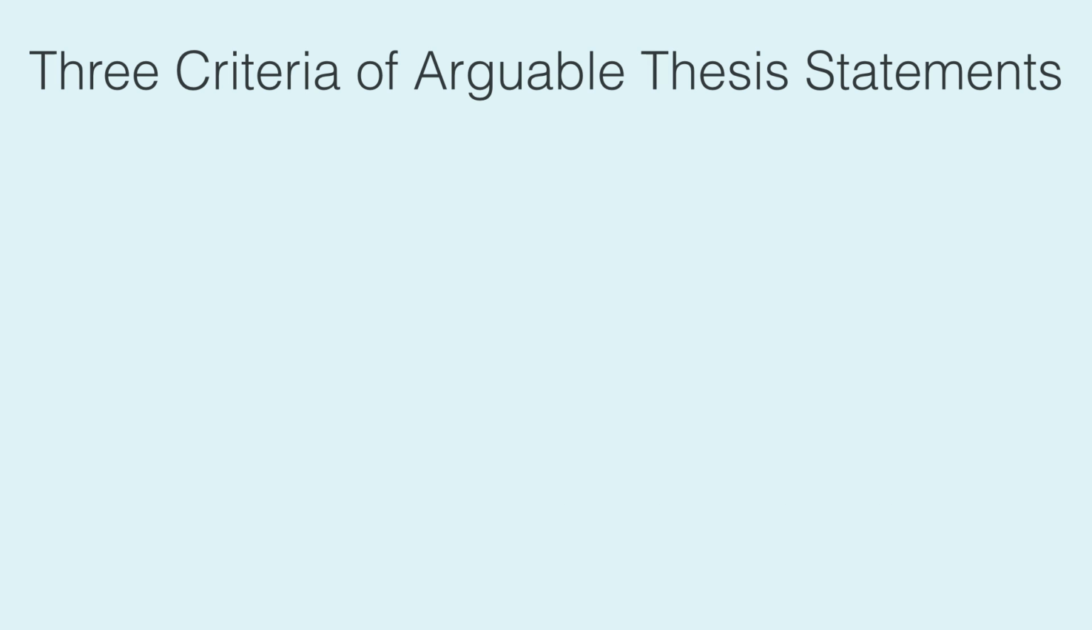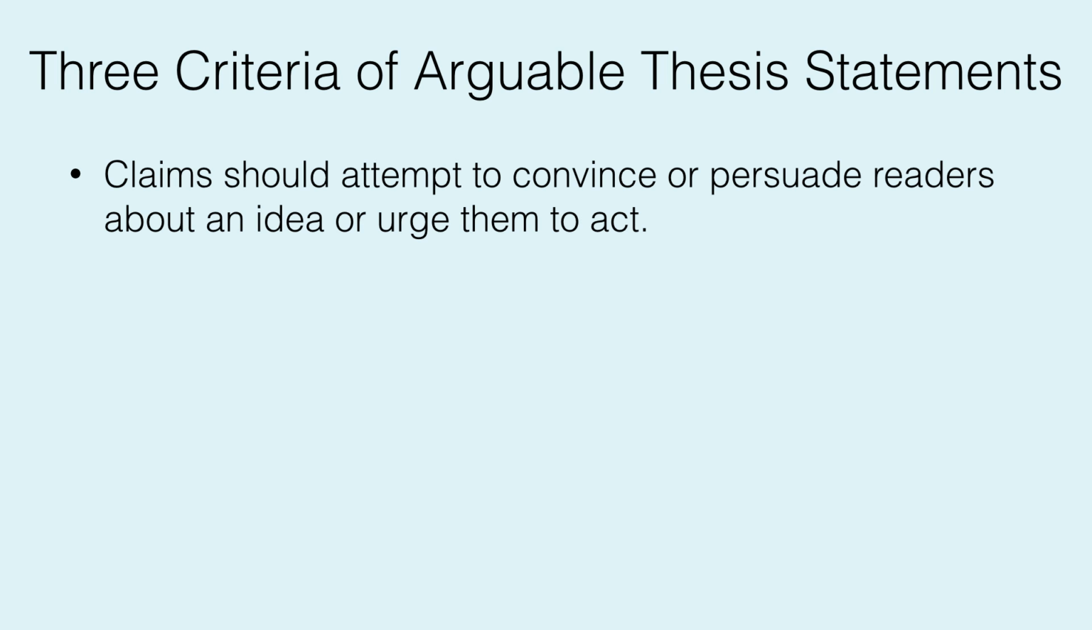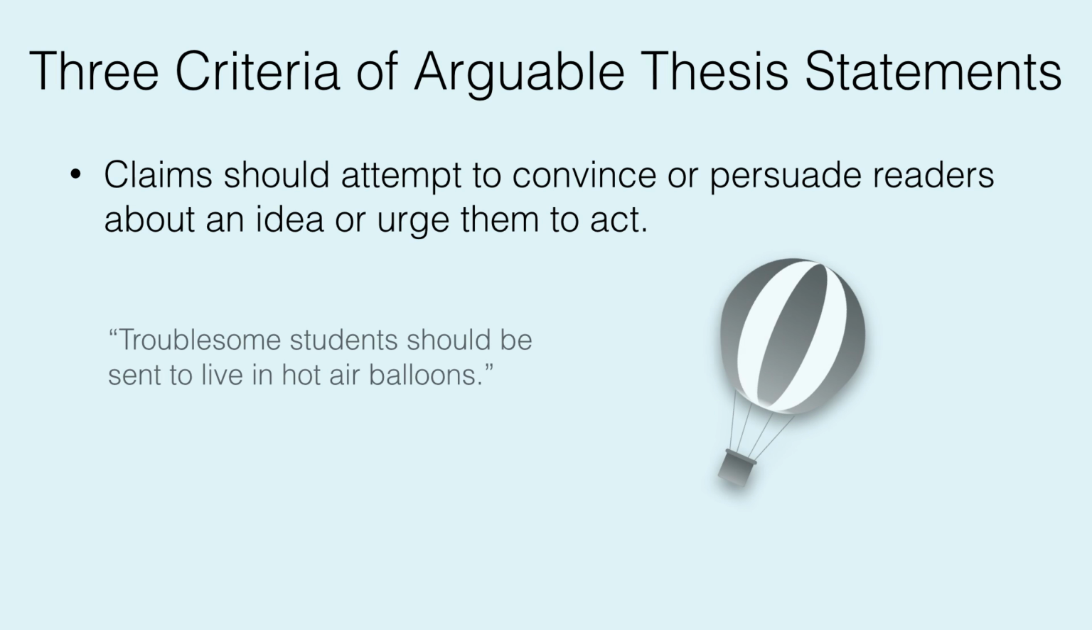Your claim will need to meet three main criteria of an arguable thesis statement. 1. Your claim should attempt to convince or persuade your readers about an idea or urge them to act. This could involve statements with keywords where an action must, should, or needs to be done.